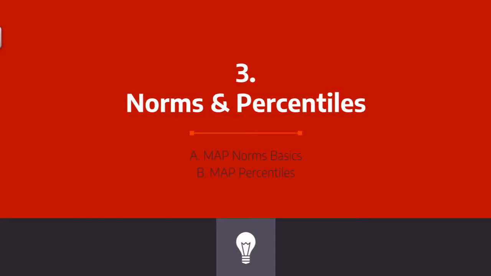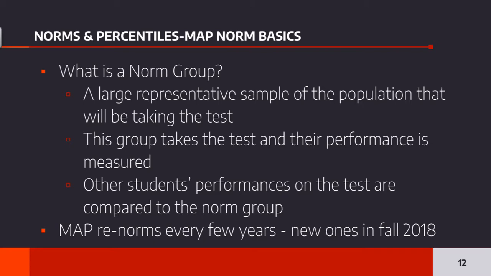Since we've started talking about norms, let's delve a little deeper into norms and let's move on to percentiles. First of all, what do I mean by norm? What is a norm group? It's a large representative sample of the population that's going to be taking the test. In the case of MAP testing, we are talking about millions of students in the norm group. This group will take the test and their performance is measured. And then other students' performances at other districts on the test are compared to that norm group.